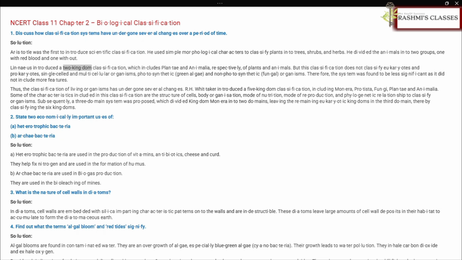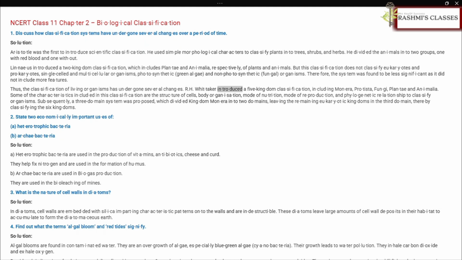Linnaeus introduced a two-kingdom classification, which includes Plantae and Animalia, respectively of plants and animals. But this classification does not distinguish eukaryotes and prokaryotes, single-celled and multicellular organisms, photosynthetic green algae and non-photosynthetic fungal organisms. Therefore, the system was found to be less significant as it did not include more features. Thus, the classification of living organisms has undergone several changes.